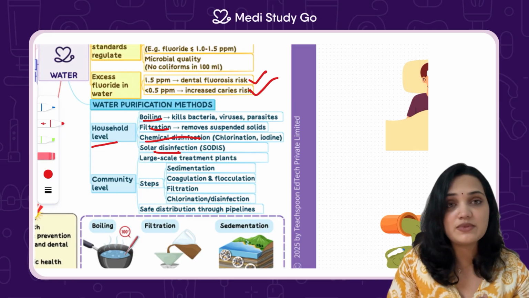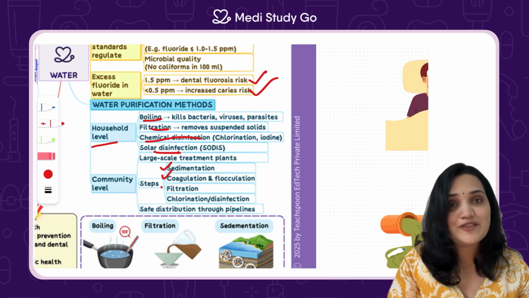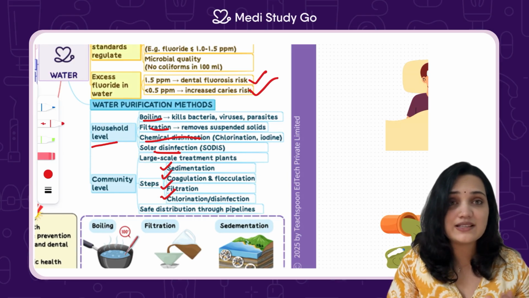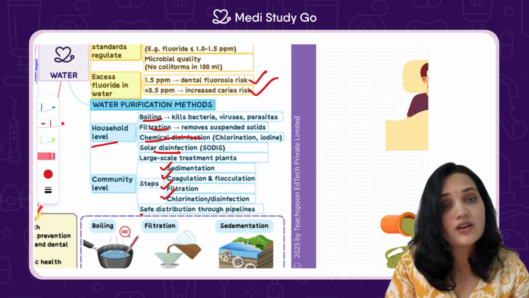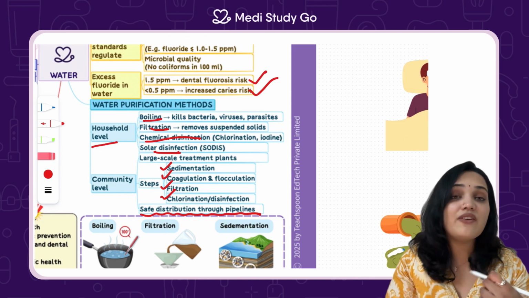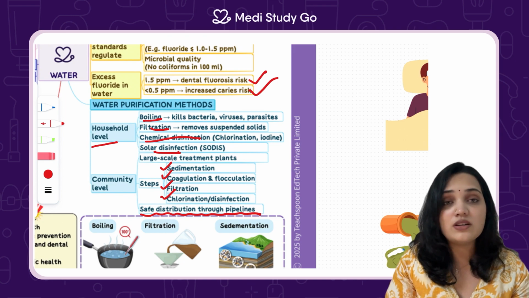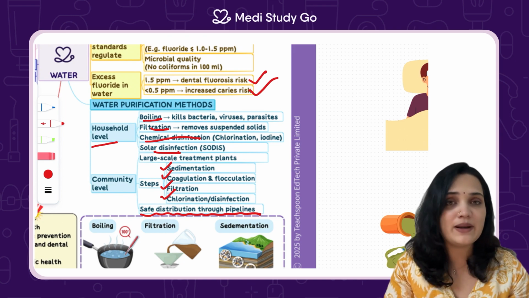They include steps like sedimentation, coagulation and flocculation, filtration, chlorination and disinfection. These we've all learnt from when we were young. After the treatment, water is distributed through safe pipeline systems.